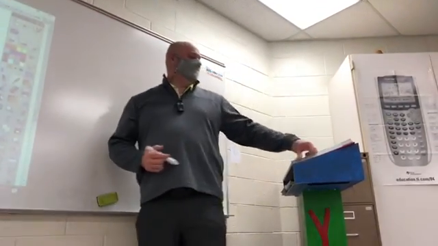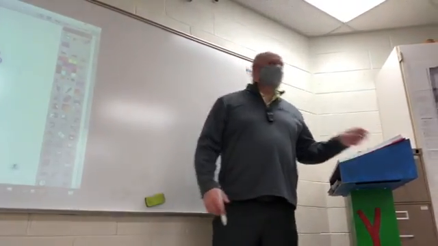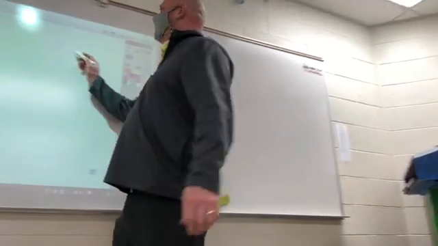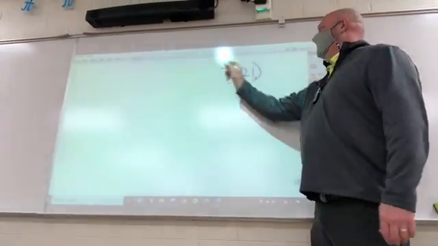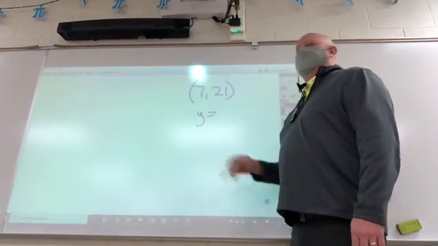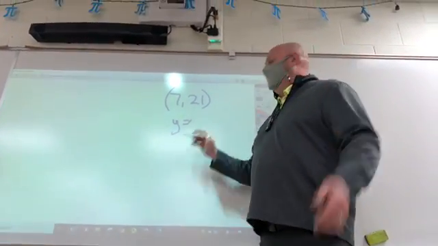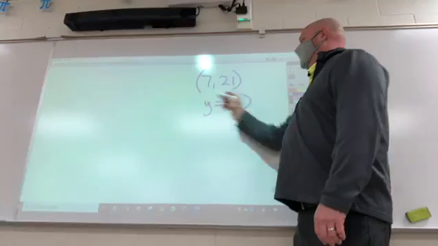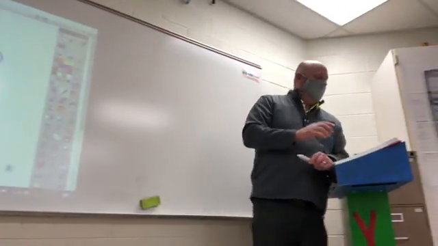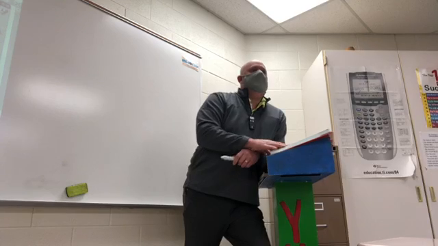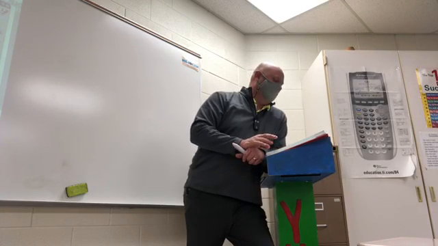Same thing for number 24. You got a 7, turns into a 21. How does a 7 turn into a 21? You times it by 3. That really is all there is. Any other questions on this homework?